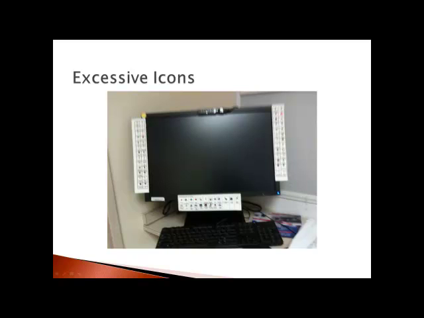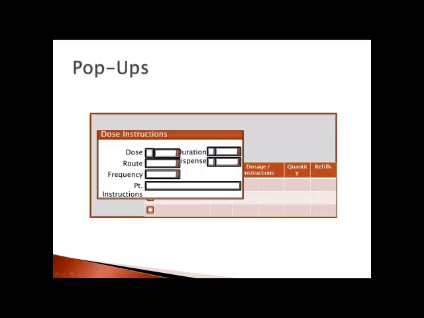Similarly, these icons that have been developed that are supposed to be fast and easy, like a yellow beaker to indicate a urine sample, may not be as clear and obvious as people might expect. So excessive icons really put demand on clinicians to remember what it's for.